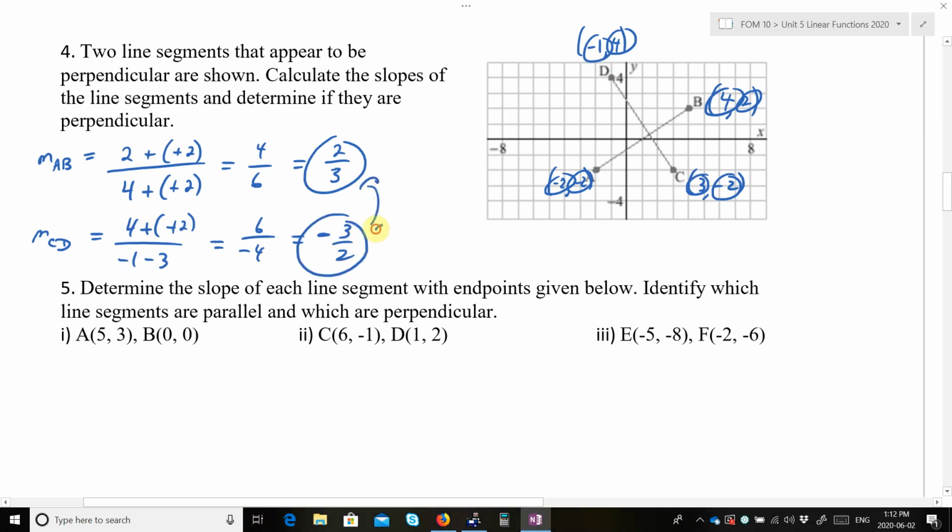Hey, those are opposite reciprocals. Therefore, yes, those lines are perpendicular. And perpendicular just means that they meet at a 90 degree angle.